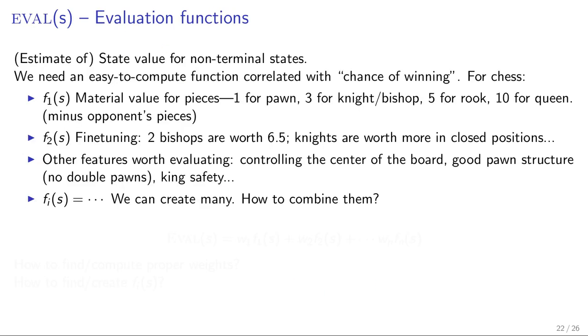Now, what could the evaluation functions be? It should be easy to compute, right? Because after all, we want to save computational resources. An evaluation function that takes ages to compute is not going to help us. And it has to be correlated with the chance of winning. So for chess, a couple of obvious things: you just count the pieces, and there are these rule-of-thumb values, 1 for pawn, 3 for knight and bishop, 5 for rook, 10 for queen. If I have more pieces, then I'm more likely to win.